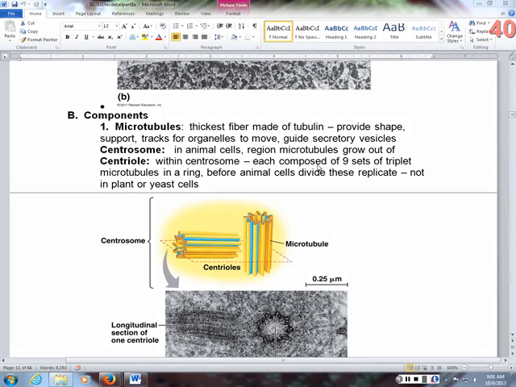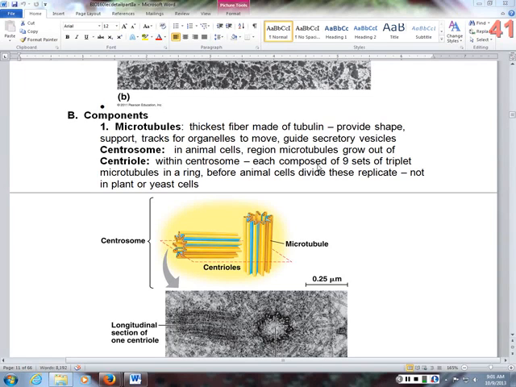The first one is the microtubules. These are the thickest fiber, and they're made of the protein tubulin. These are going to help to give shape. They're also going to provide support to the cell. They're going to provide those tracks for the organelles to move on. So we talked about that they put them on the train tracks and send them on their way. This is what is going to be your train tracks in there. And it will help to guide secretory vesicles to where they need to go.